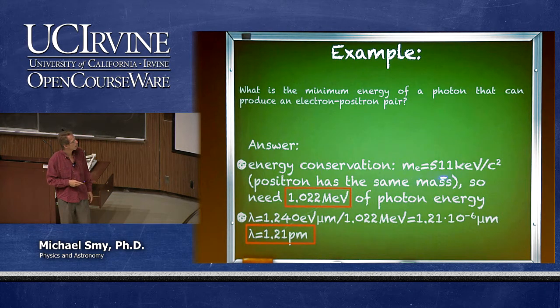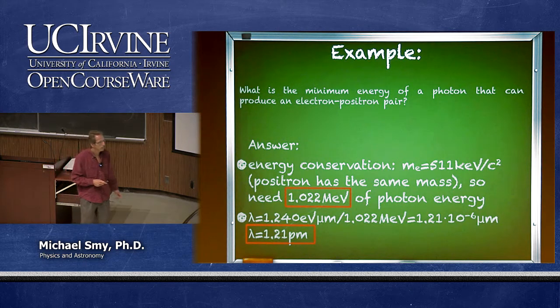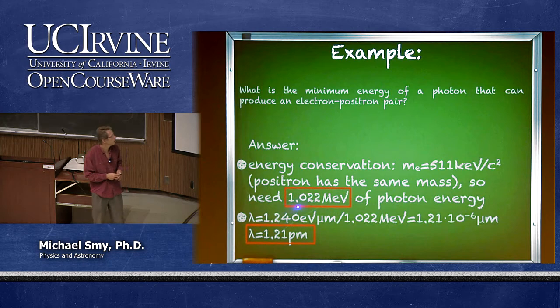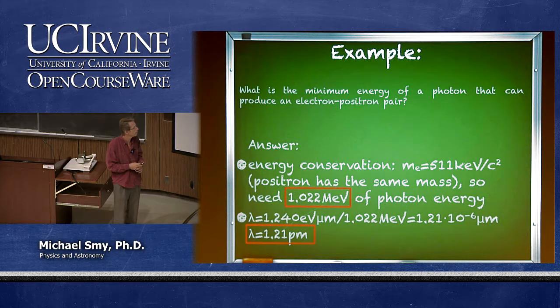So we know that the electron mass is 511 keV per c squared. And I just told you that the positron has all the properties of an electron except that it has the opposite charge. So the positron also has a rest mass of 511 keV per c squared. Therefore, we need twice the rest energy of an electron, or 1.022 MeV, to produce both electron and positron. And that is the minimum energy that the photon has to carry, because the photon needs to supply that energy.